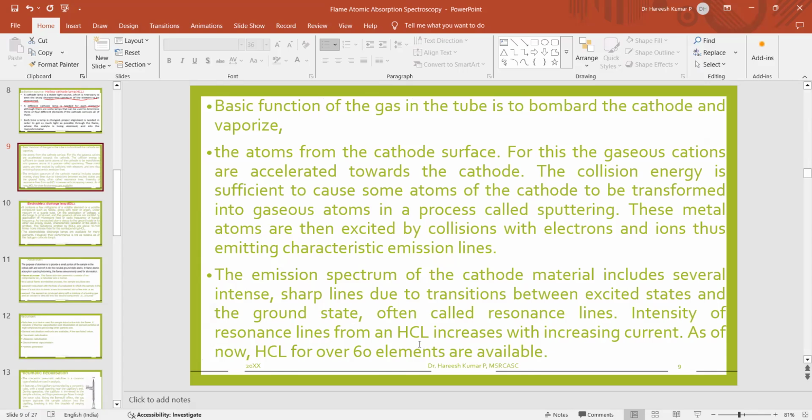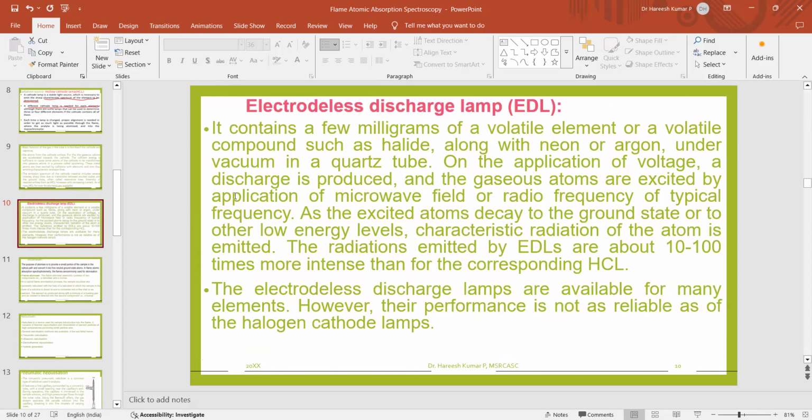Intensity of the resonance lines from the hollow cathode lamp increases with increasing current. As of now, hollow cathode lamps for over 60 elements are available. If we are looking for an alternative to the hollow cathode lamp, one can use the electrodeless discharge lamp. It's called EDL. It contains a few milligrams of a volatile element or a volatile compound such as a halide along with neon or argon under vacuum in a quartz tube.